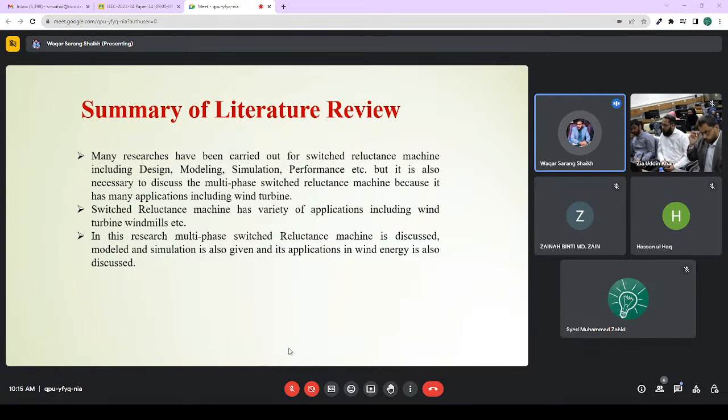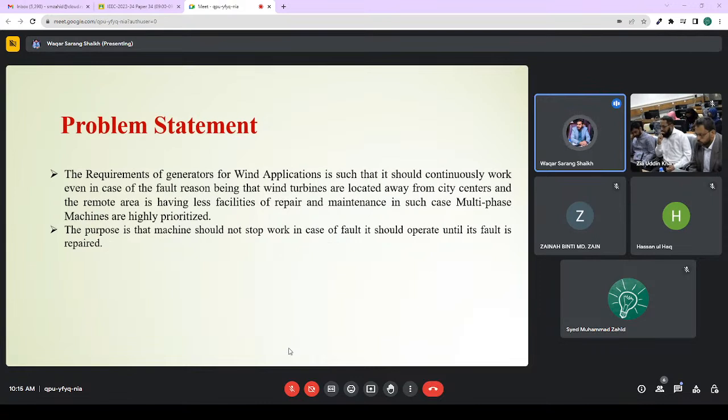Many researchers have carried out work on switch reluctance machines, including design, modeling, simulation, and performance, but it is also necessary to discuss the multi-phase switch reluctance machine, because it has many applications including wind turbines and windmills. In this research, the multi-phase switch reluctance machine is described, modeled, and simulated, and its application in wind energy is also discussed. This is the problem statement.